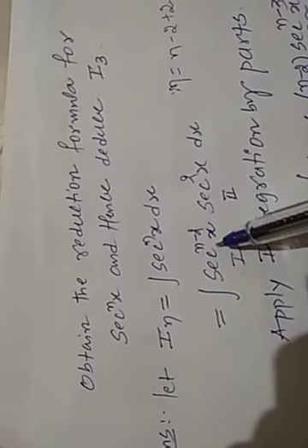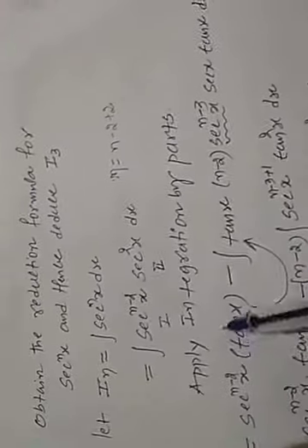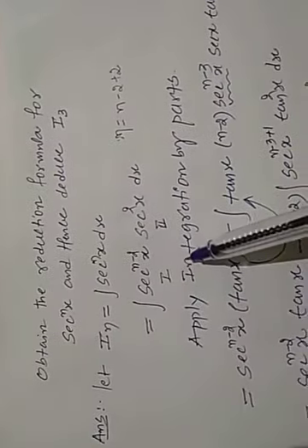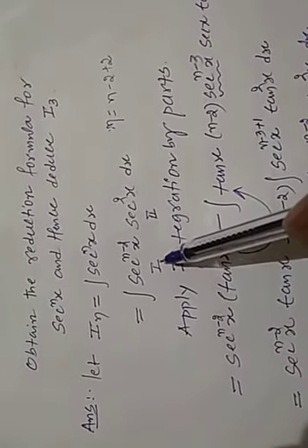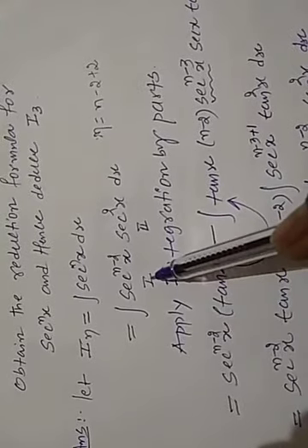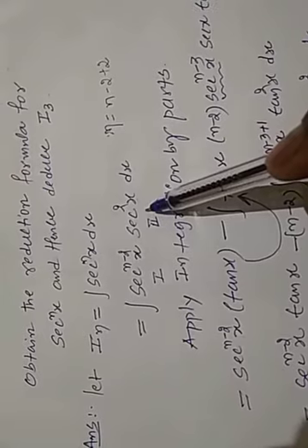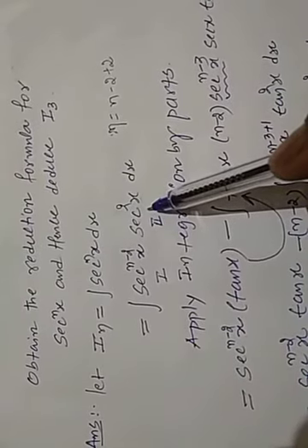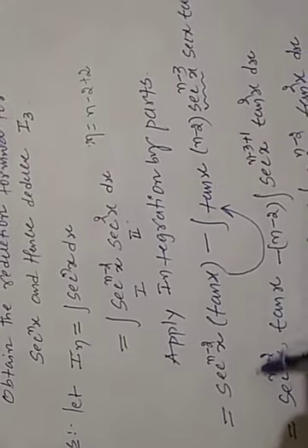Therefore secant raised to the power of nx can be written as secant raised to the power of n minus 2 x times secant squared x. Now treat this as the first function and this as the second function. Let us apply integration by parts. The method is you have to retain the first function as it is, times the integral of the second function. The integral of secant square x is tan x, minus the integral of the second function as it is, times the derivative of the first.